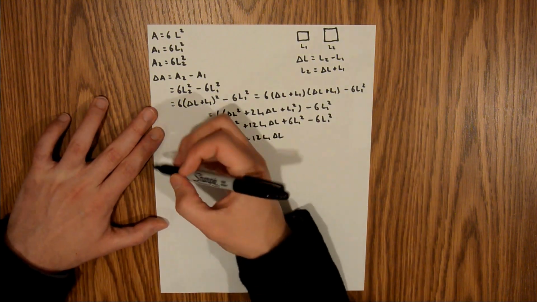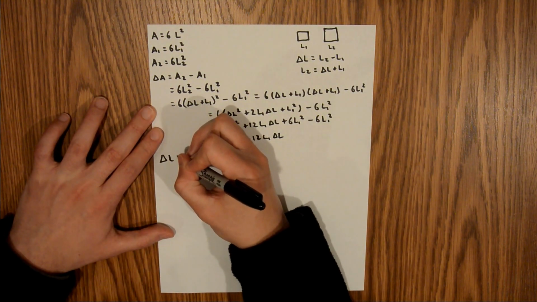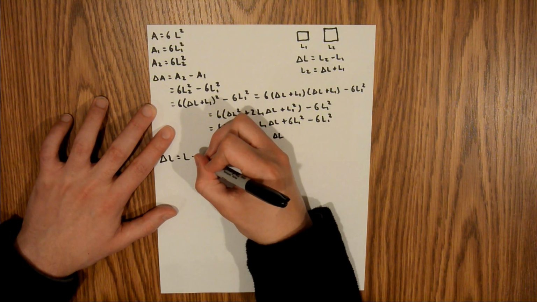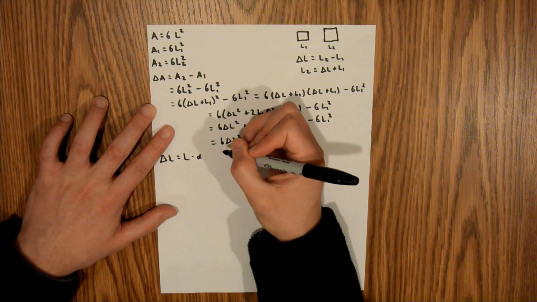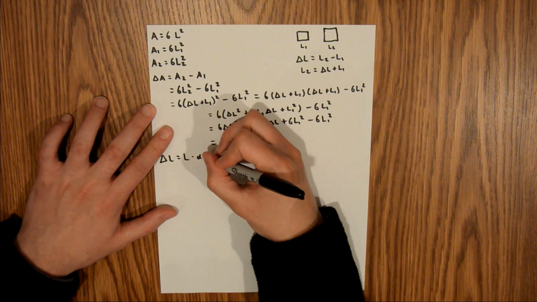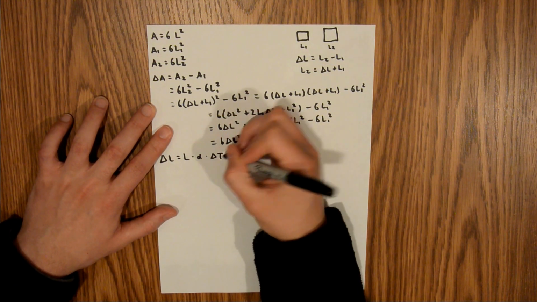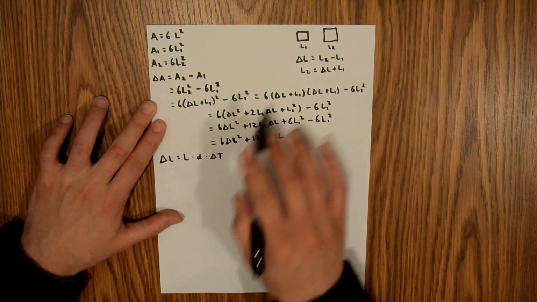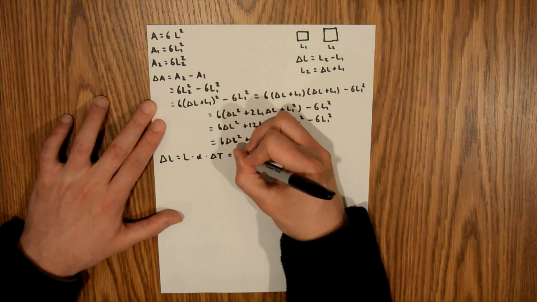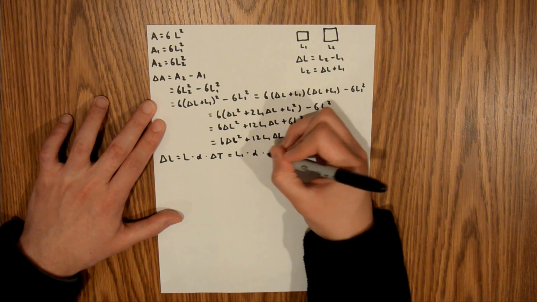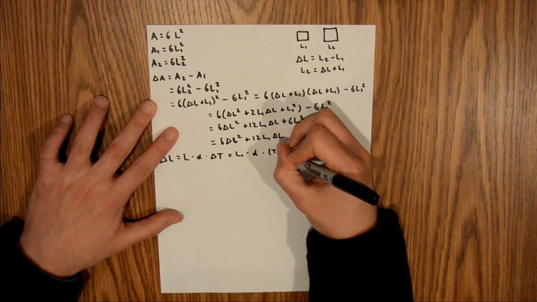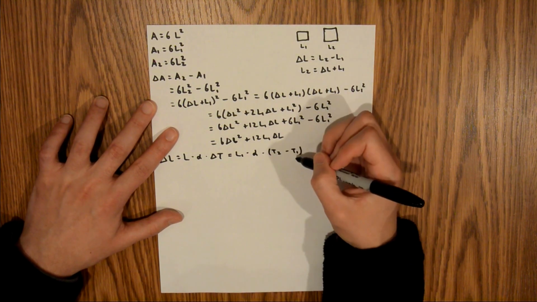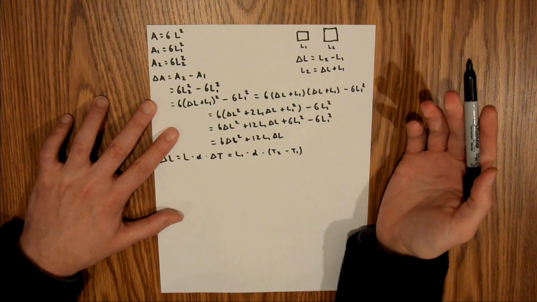And so delta L is equal to the length times a coefficient of linear expansion, which is characteristic of the material, times a change in temperature. And so this length is the length that we started with, which is going to be L1. So this is L1 times alpha times our change in temperature, which we'll just say is T2 minus T1. So temperature in scenario 2 minus temperature in scenario 1.